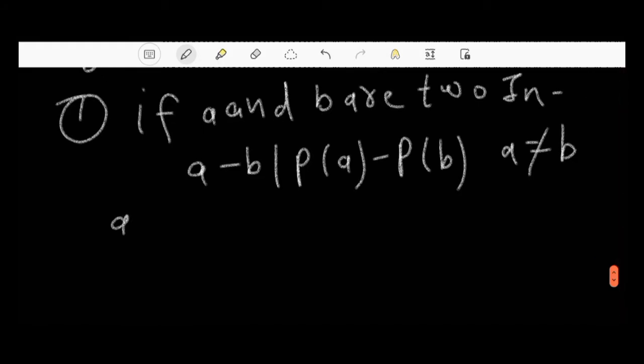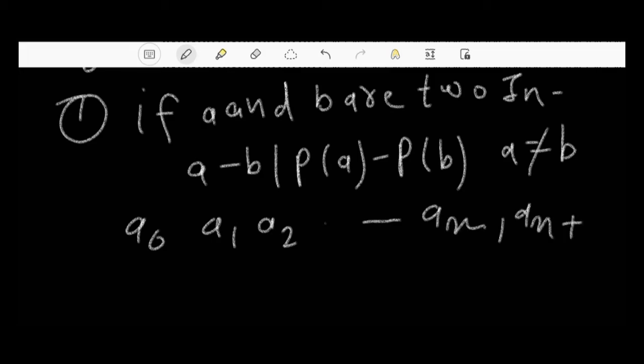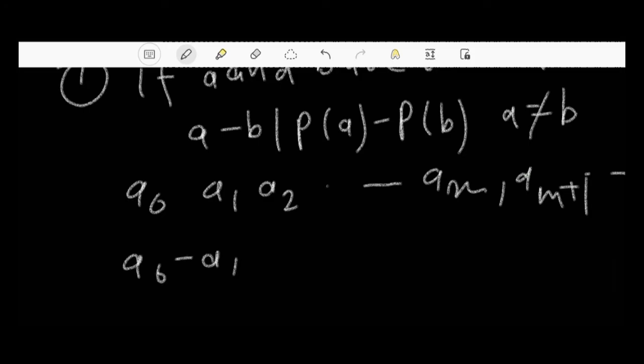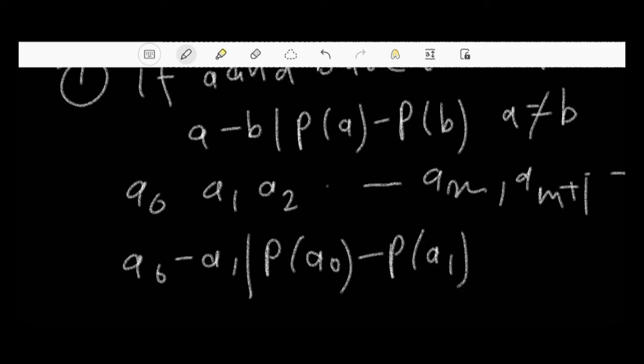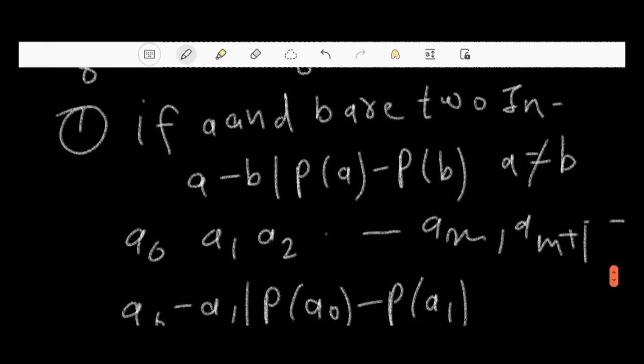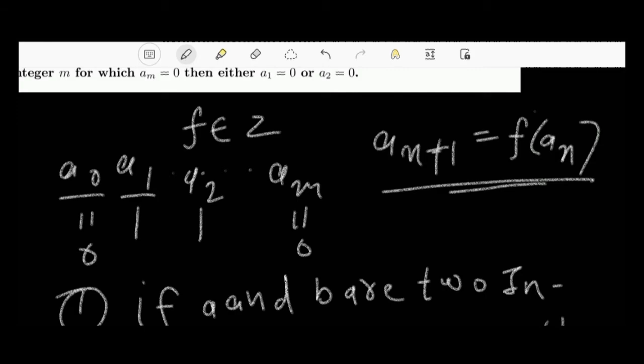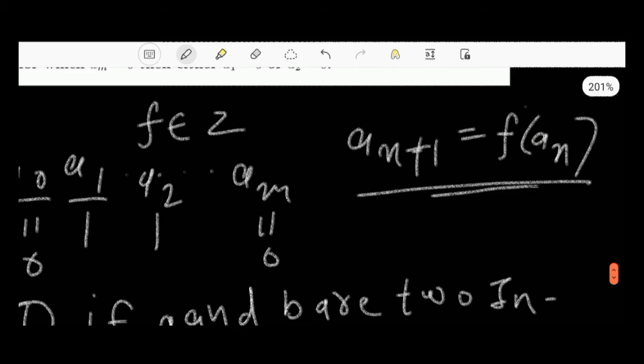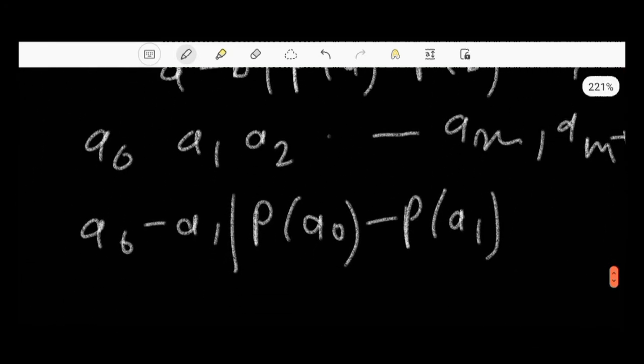Here we are given a sequence a0, a1, a2, and somewhere here am and am plus 1. Now we can take a0 minus a1, because we know that a0 and a1 are integers. So this divides p of a0 minus p of a1, by the above lemma. One more thing, this f and p are equivalent. We can simply replace p by f because in the problem we are given a function f.